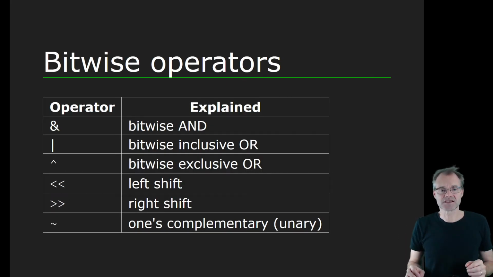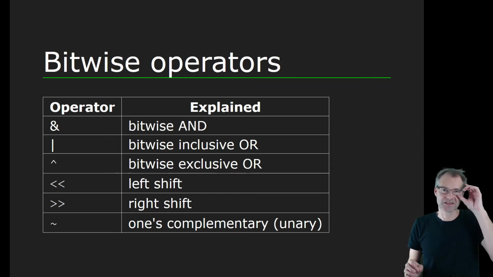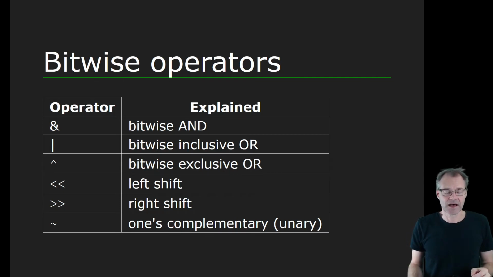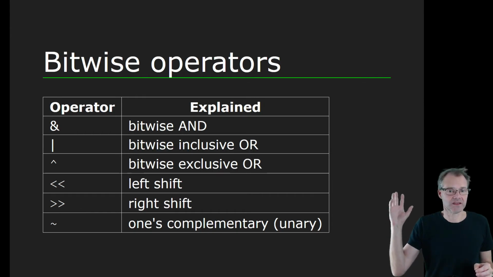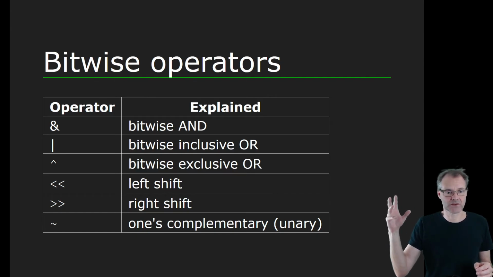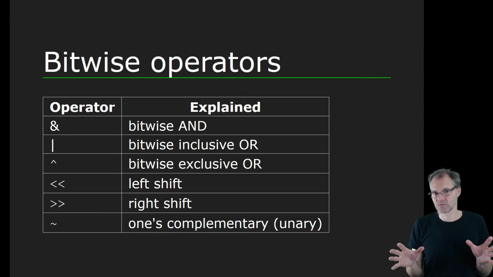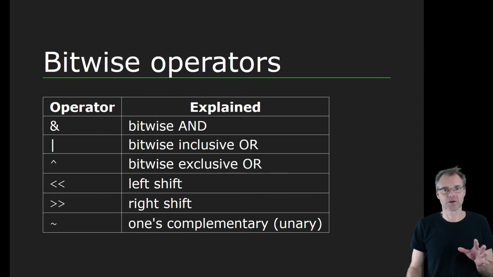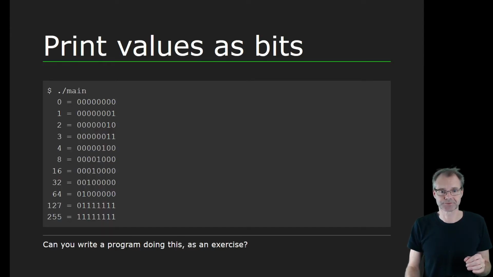This is C, so maybe we want to do bitwise operations or work with bits. And then we have a set of operators to work with. So we have the AND, we have the different OR operators, we can shift left or right, and we have the XOR operator. So we'll be fine even working with bitwise operators here.